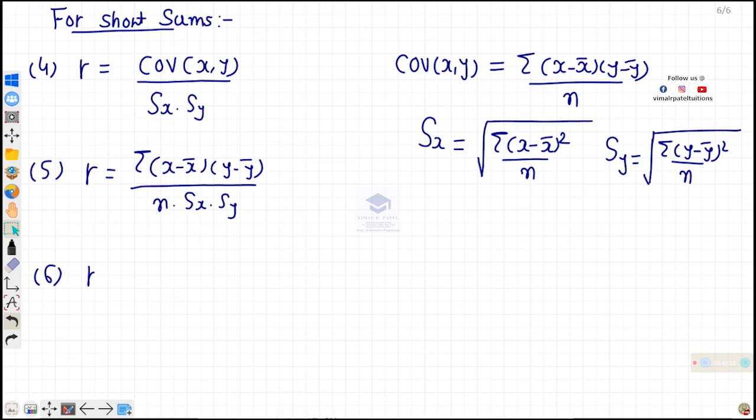There is another formula: sigma xy minus n into x bar into y bar upon n into sx into sy.